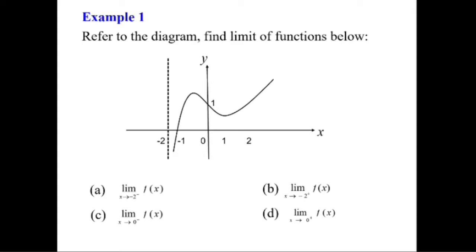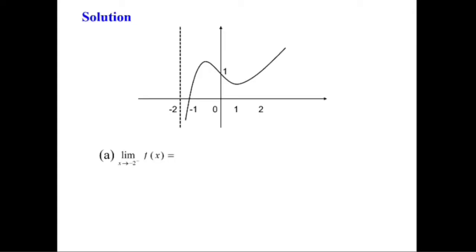Let's look at this example. In A, we want to find the value of the limit. Remember, the value of the limit is the value of y on our graph, as x approaches negative 2, and negative 2 is here. The negative sign on top means it's from the left of negative 2. So, is there any graph on the left of negative 2? Since there's no graph on the left of negative 2, the limit does not exist.